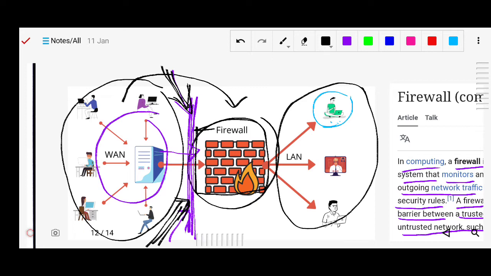It will be decided by the firewall, which takes care of all this, which is trusted and untrusted.